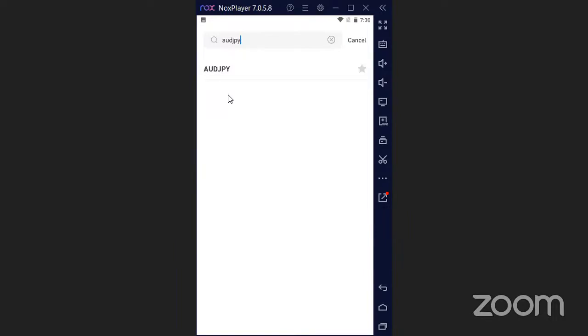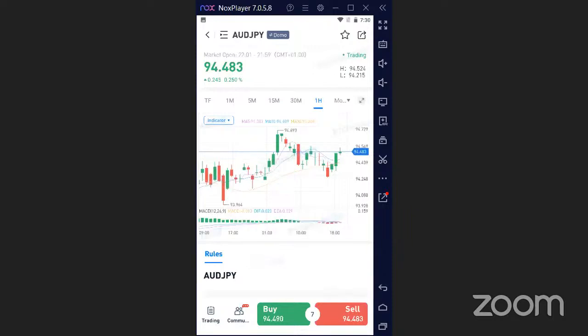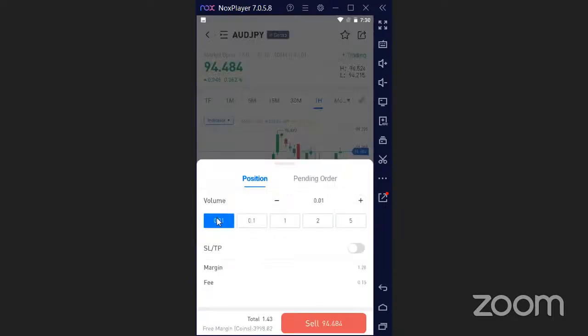Yeah. So let's click on sell because our 4 hour time frame here is telling us the market is going to sell. All right. So let's click on sell. Let's sell. Right. So I'm going to use the smallest, which is the 0.01.